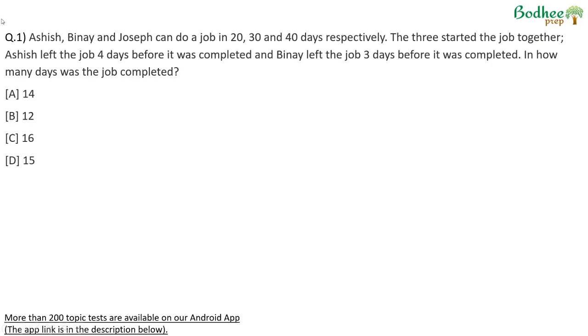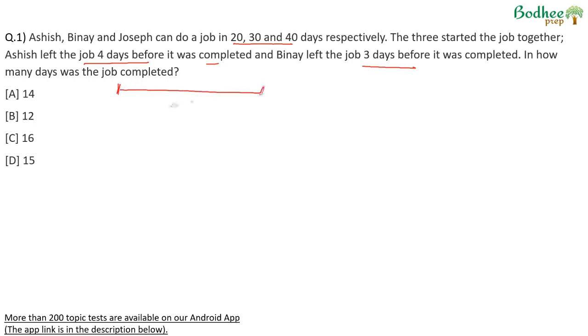Looking at the questions, Ashish, Vinay, and Joseph can do work in 20, 30, 40 days respectively. The three started the job together. Ashish left 4 days before it was completed. Vinay left 3 days before it was completed.